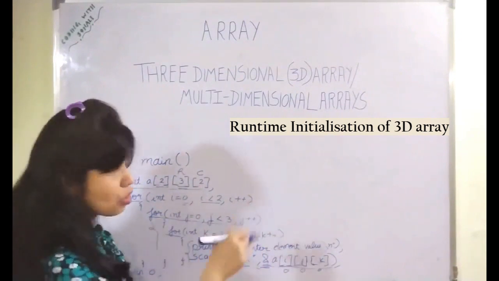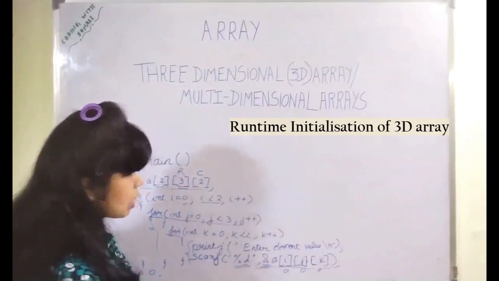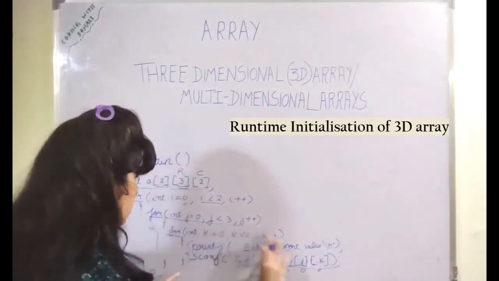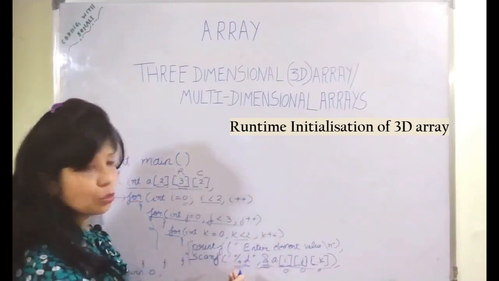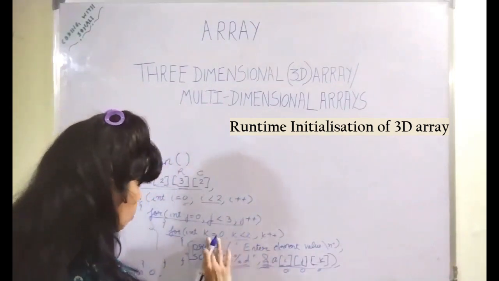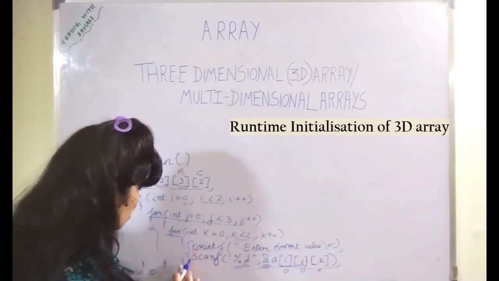So 2 times, because your column is how much? 2 columns are there. So therefore it will be running 2 times; the value will be accepted. Then once this condition, that is k becomes greater than 2, in that case what will happen? This for loop will come to an end, and the control comes outside this for loop.